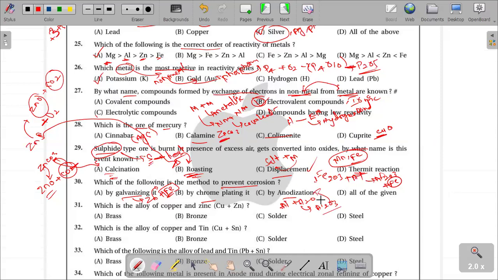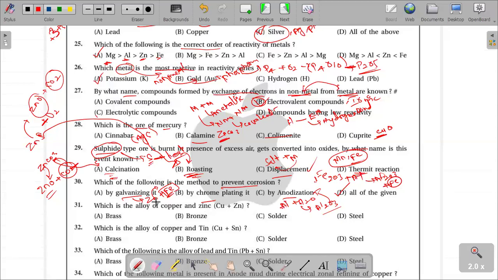Anodizing means formation of a thick layer of aluminum oxide. After formation of aluminum oxide, further reaction of aluminum with oxygen won't happen. So that's why we are doing the anodizing process. These are the methods we are selecting for the prevention of corrosion. So all of the given options are the correct answer.